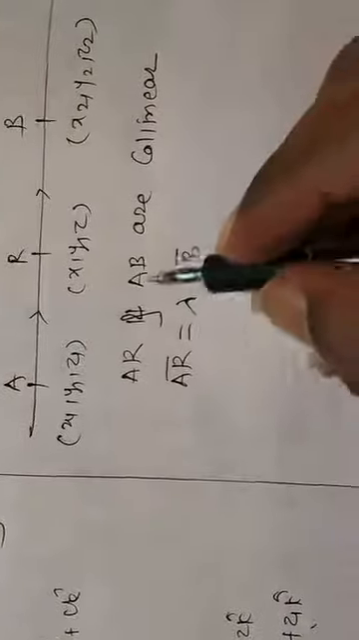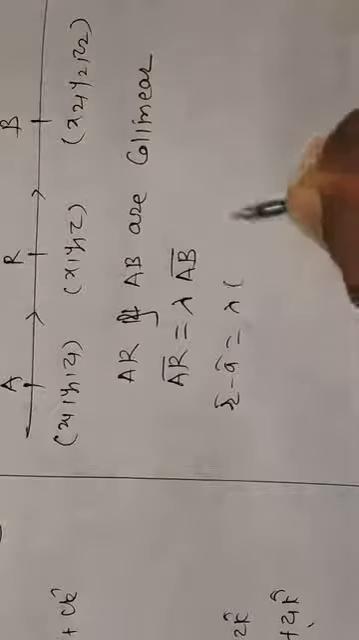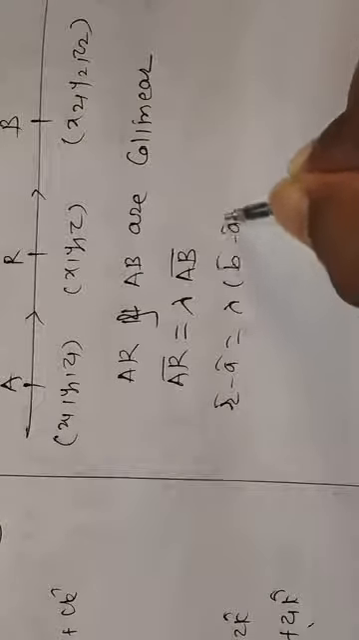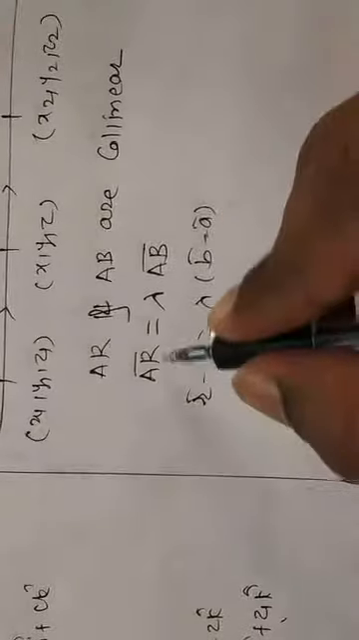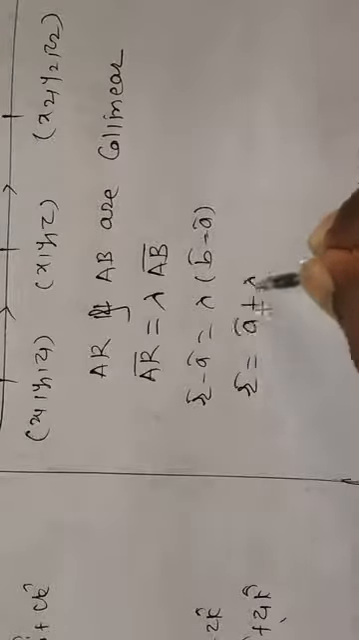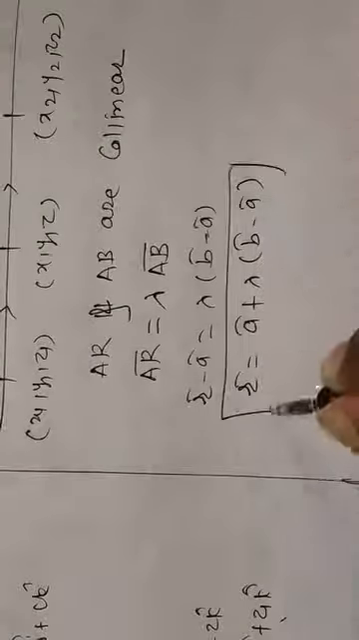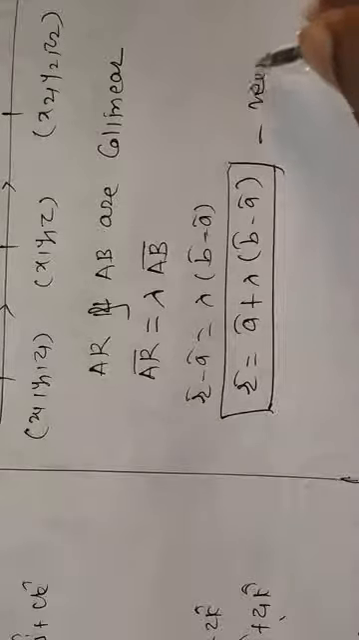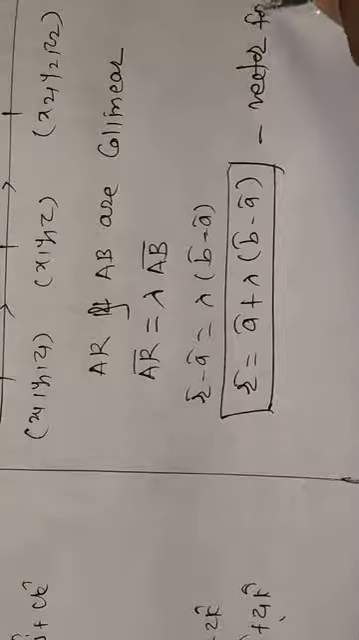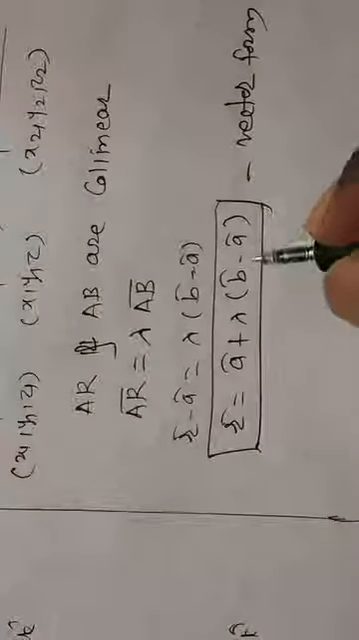We know this. We can write R bar minus A bar is equal to lambda times B bar minus A bar. Expanding, R bar is equal to A bar plus lambda times B bar minus A bar. This is the vector form of the equation of a line.